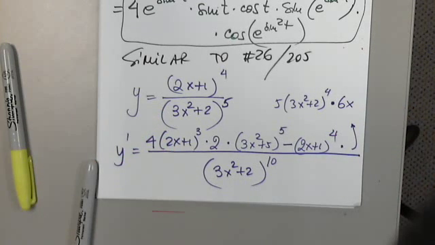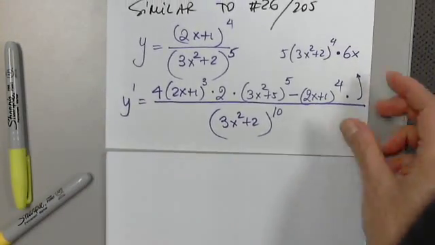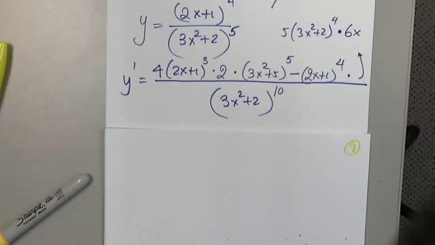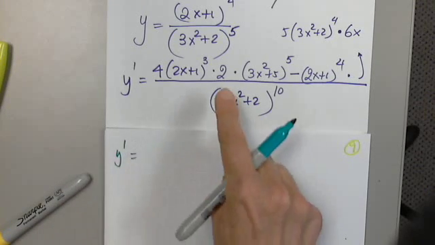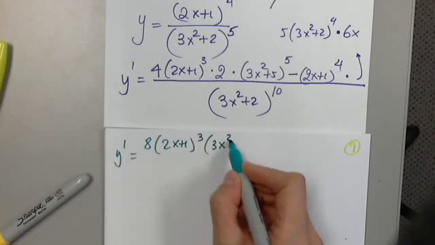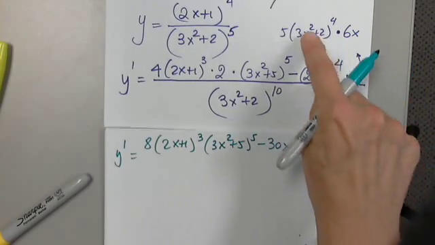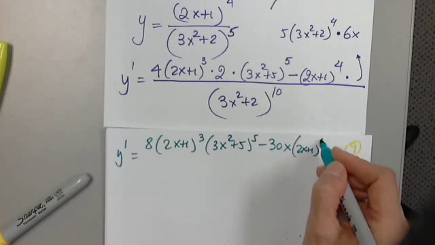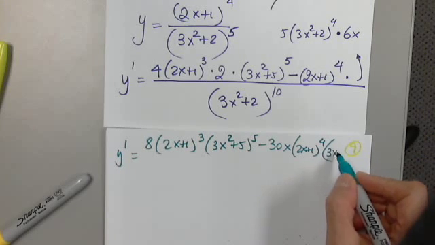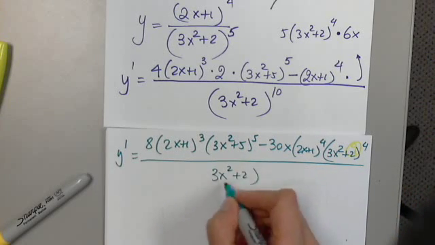Very good. I'm going to write it one more time, so I have everything in one fraction. And then you will tell me what to do next. So then I have y prime, which is 4 times 2 in front, 8, times 2x plus 1 to the 3rd, times 3x squared plus 2 to the 5th, minus 6x times 5 times, 30x times 2x plus 1 to the 4th. I can put everything in one, and then multiply by 3x squared plus 2 to the 4th. And everything divided by 3x squared plus 2 to the 10th.